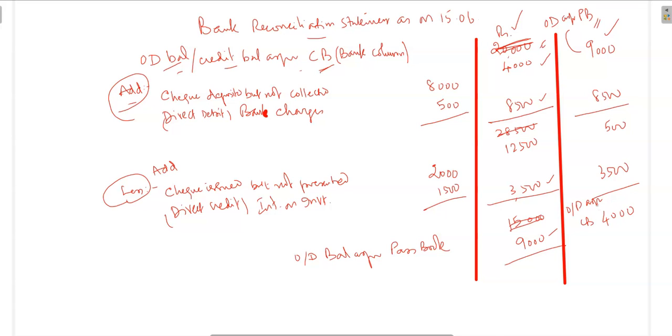Hope you are now in a position to understand the effect of uncollected and unpresented checks and the direct debit and the direct credit given in passbook, and the method by which it has to be reconciled.